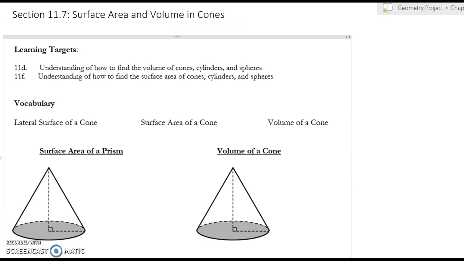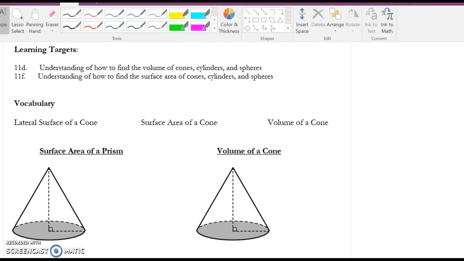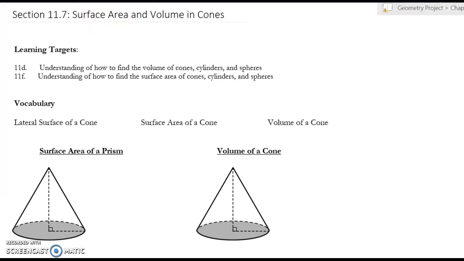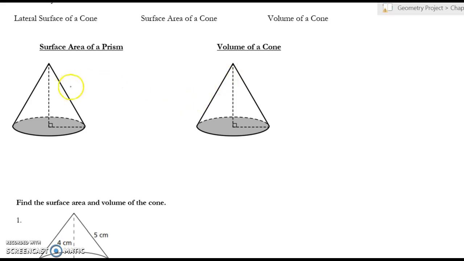Okay, so what you're doing today is we're learning about section 11.7, which is the surface area and volume of cones. The first thing we need to do is understand what each one is. The surface area of a cone has two surfaces. There's the base surface, which is a circle, and you know the area of the circle is just pi r squared. And then we have this slanted cone part outside, and that's called the lateral surface.